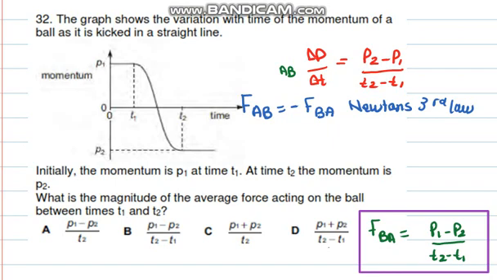It says what is the magnitude of the force acting on the ball. So we have to apply Newton's third law, which says that the force AB equals minus force BA. So according to Newton's third law, this is the force which the ball exerts. So the force acting on the ball would be p1 minus p2. So our final answer would be B.